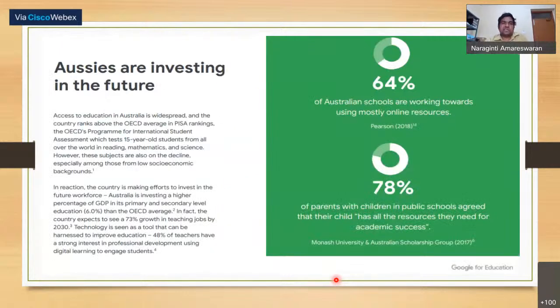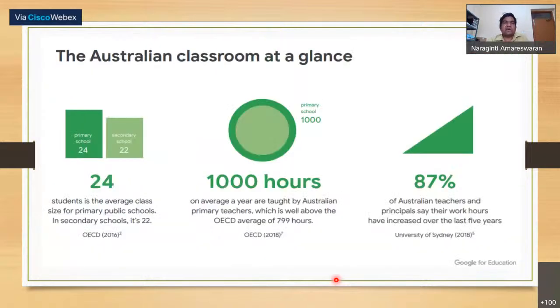This one is Asia investing 64%. Australian schools are working towards using mostly online resources, that is before the pandemic. This one also: 78% of parents with children in public schools agreed that their child has all the resources they need for academic success. Still 22% disagreed. Here, the Australian classroom at a glance.